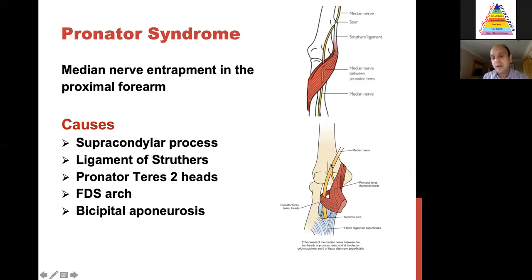Then if you come to this diagram, flexor digitorum superficialis. So its origin is from the medial epicondyle and from the anterior oblique line over radius. So once these 2 heads join, they will have an arch, a sublimis arch. So as median nerve goes through it, it can get compressed. Yeah. So 2 heads of pronator teres there, median nerve can get compressed. Any arches in the body, if a nerve goes through it, it can get compressed. And then bicipital aponeurosis. So if you know these 2 diagrams, it's very easy to understand the sites of compression.